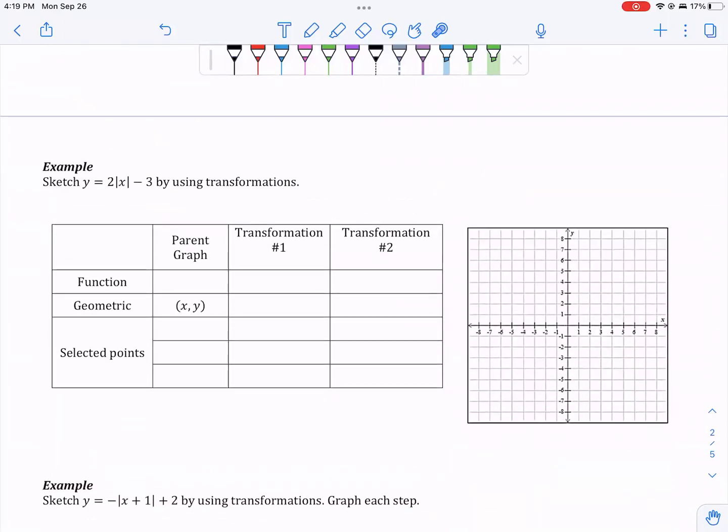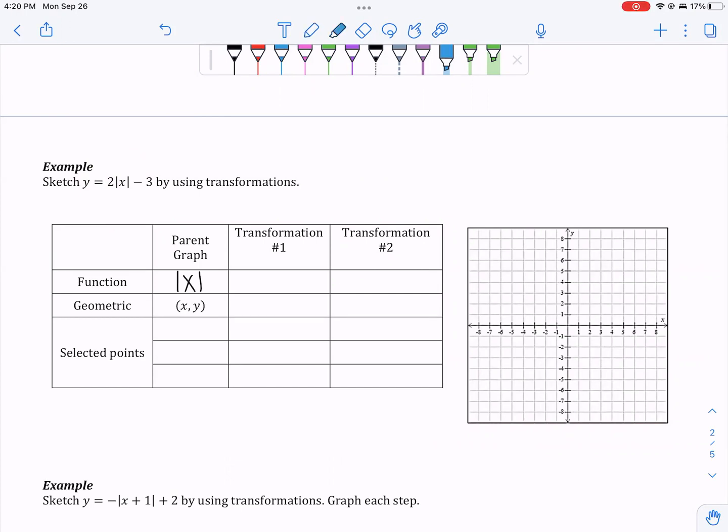All right. Let's go ahead and do another one of these graphs. Here, our absolute value, we have y equals 2 absolute value of x minus 3. The parent graph, which I guess we've been calling the base graph. Base graph and parent graph mean the same thing. I'm going to leave it. Our base graph is the absolute value of x.